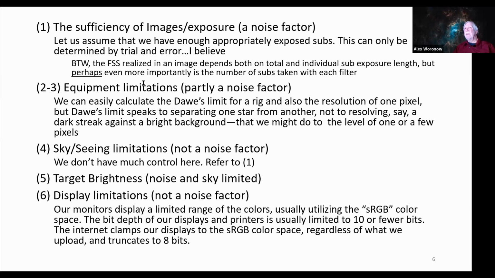There are equipment limitations. We all know about things like Dawes limit and the Nyquist rule and all that kind of stuff. But Dawes limit, and Nyquist for that matter, are talking about resolving two bright dots on a black background from one another. And that's not the same as all our detail in our images. In our images, we may have a thin black line running across the face of a bright nebula, and we want to resolve that. Well, that's not the same issue as resolving two stars that are close together.